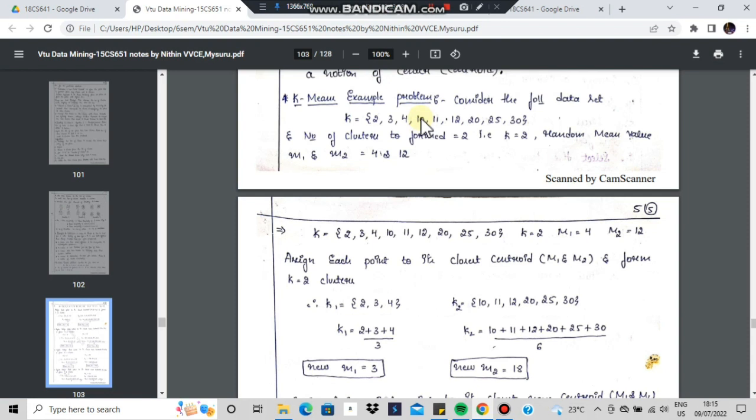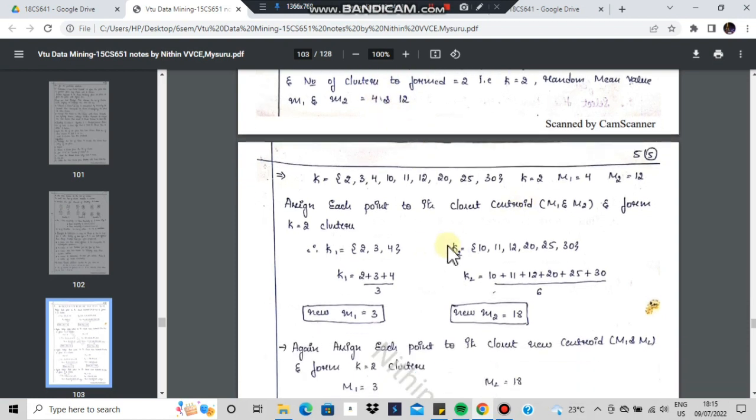Suppose I got 10. Is 10 closer to 4 or 12? It is closer to 12, right? So I'll be assigning 10 to 12. What about 4? Is 4 closer to 4 or 12? 4 is closer to 4, so I'll assign it to 4. Like that we'll make two different groups. Okay, so that's what we are doing here.